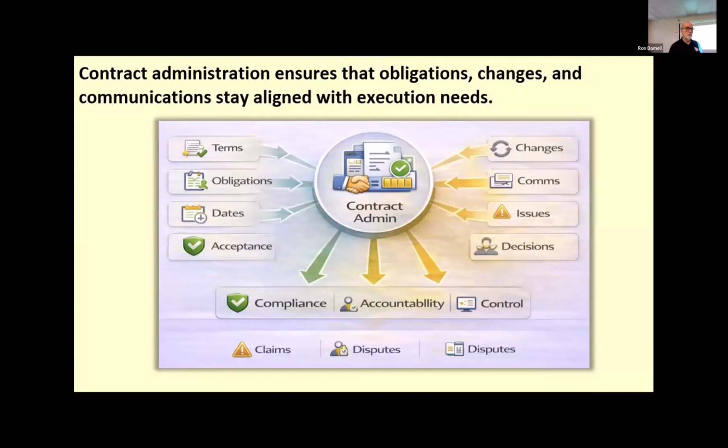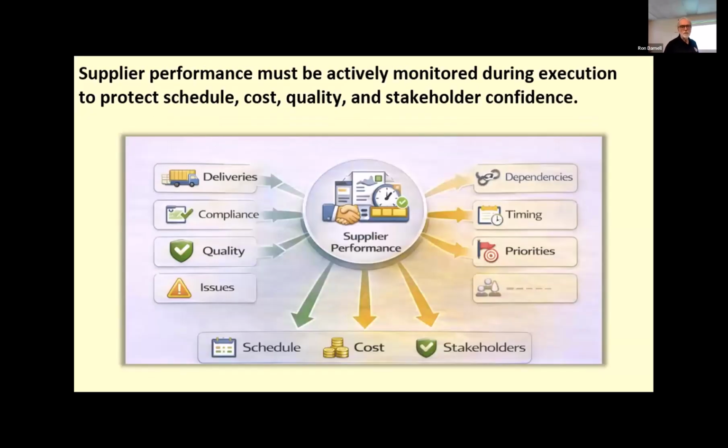So you want to go back and audit the process and find out what went well, what didn't go well, what should we change so we can improve this process as we go forward. It's a separate auditing function that we do in the project. So managing supplier performance during project execution protects the project outcome. Supplier performance must be actively monitored during project execution to protect schedule, cost, and stakeholder confidence.